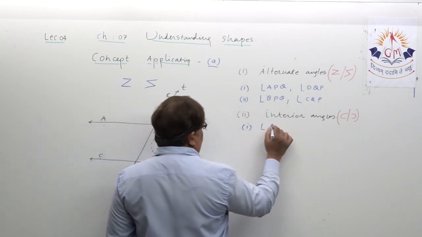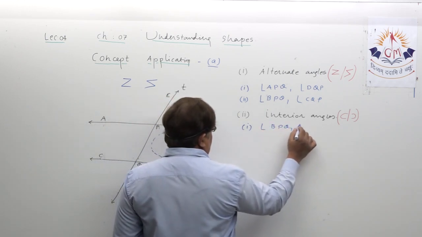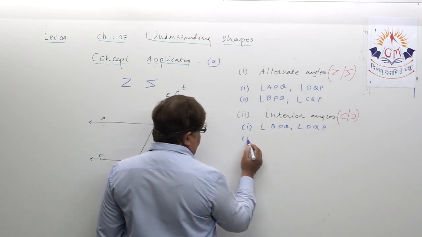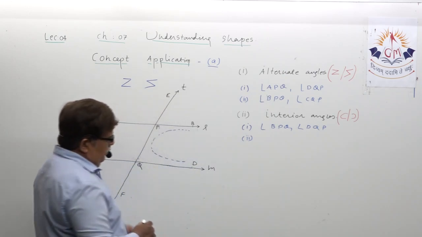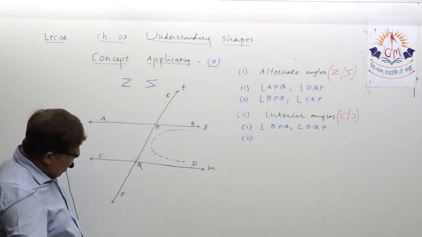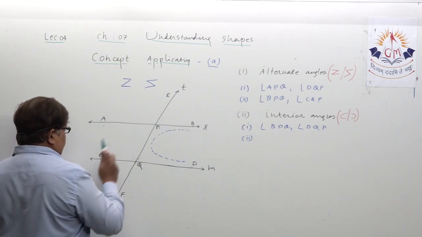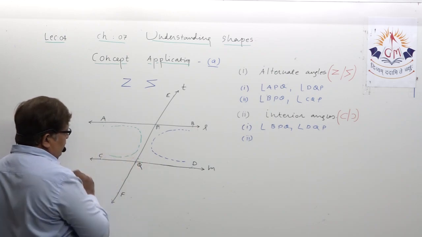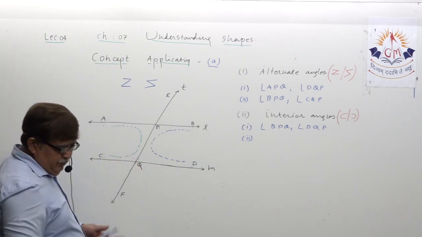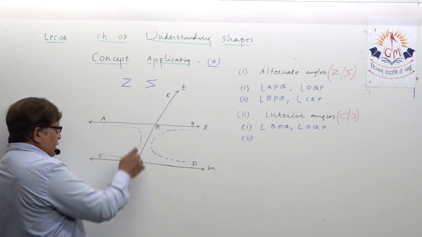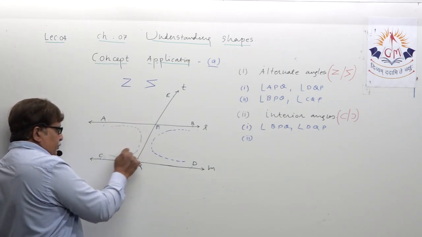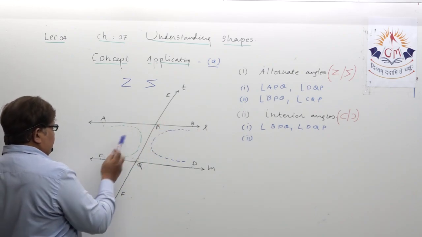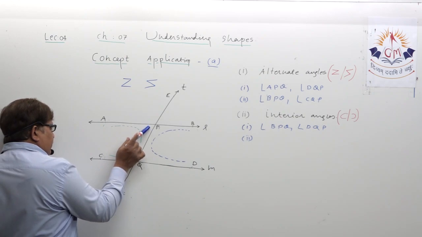Angle BPQ, and the second one, angle DQP. Okay, dear student, let us go for the next formation. C, now inverted C. Can you name the two angles in the inverted C? These two. Name this angle first. This one, say it out.